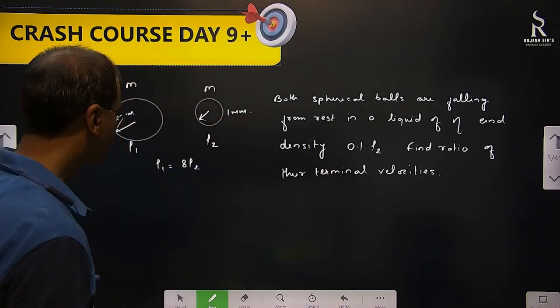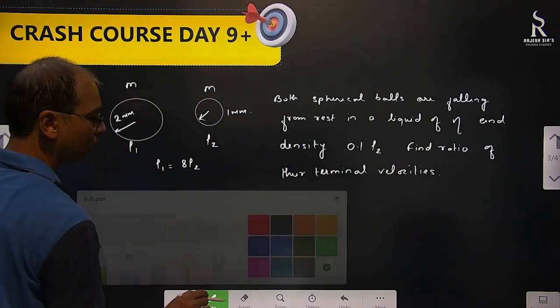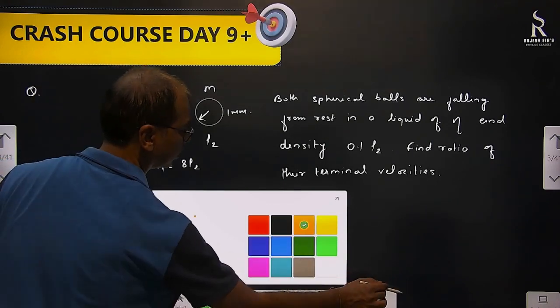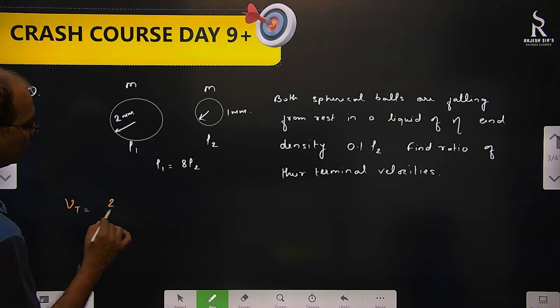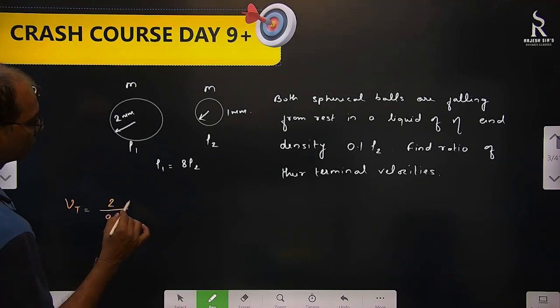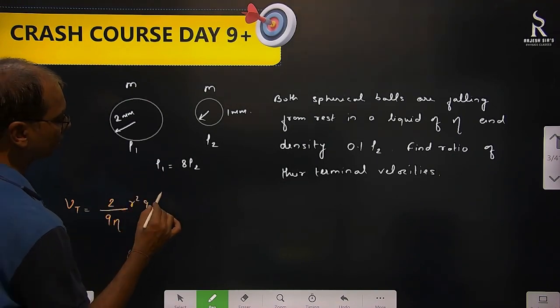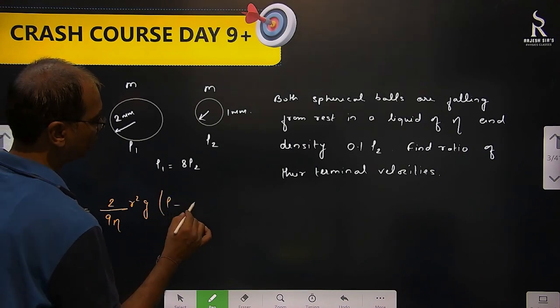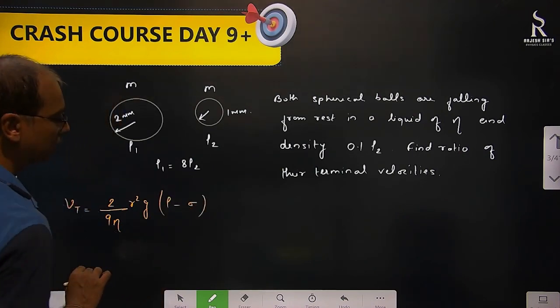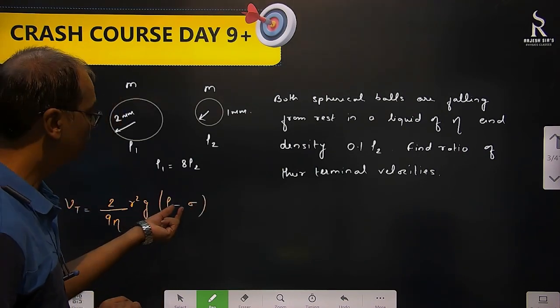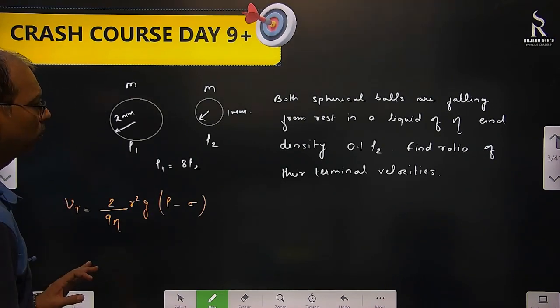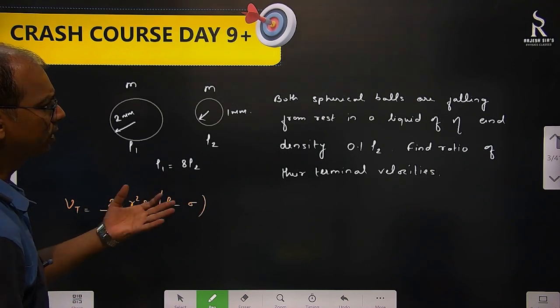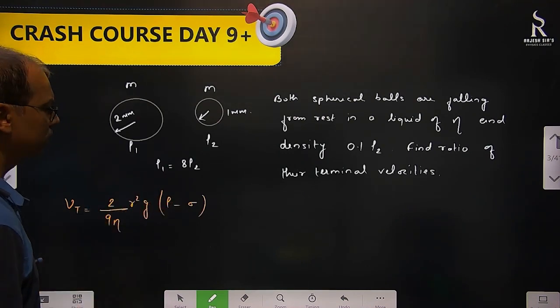Okay, so the terminal velocity formula we derived yesterday. What was the terminal velocity formula? It was 2 by 9 eta r square g, rho minus sigma. Rho was the density of the particle and sigma was the density of the liquid. Now we can directly put it into ratio, nothing much is there.